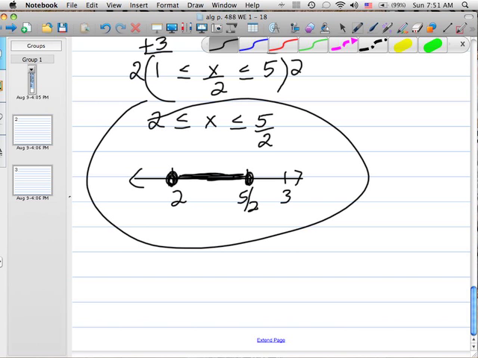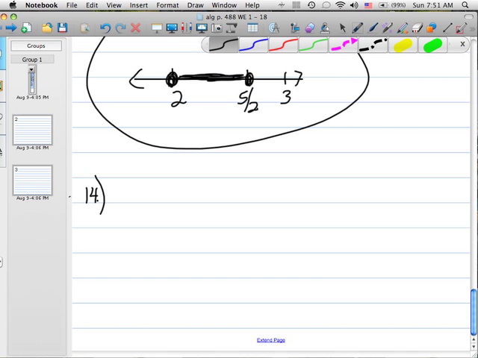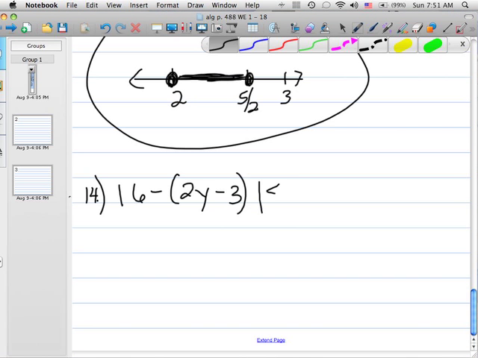The next set of problems are going to involve some extra work because either we're going to be turning inequalities around or we're going to have to get rid of what's on the outside of the absolute value. So number 14, we have the absolute value of 6 minus the quantity 2y minus 3 is less than or equal to 9. We need to simplify the inside before we start.